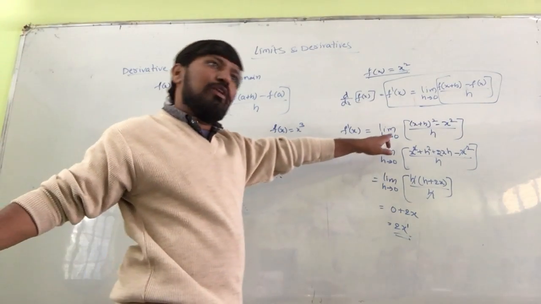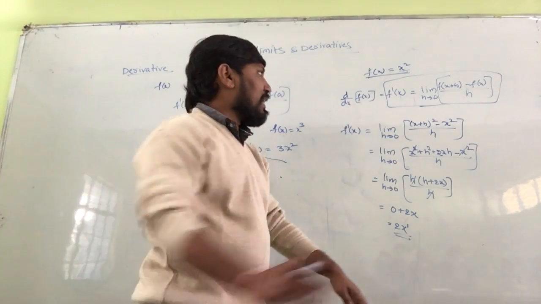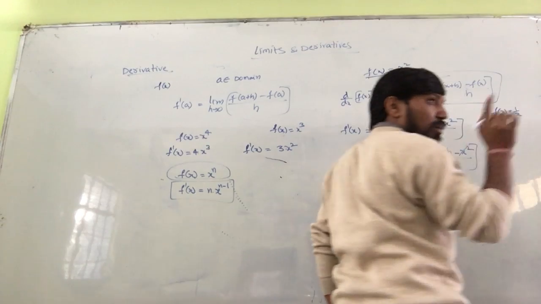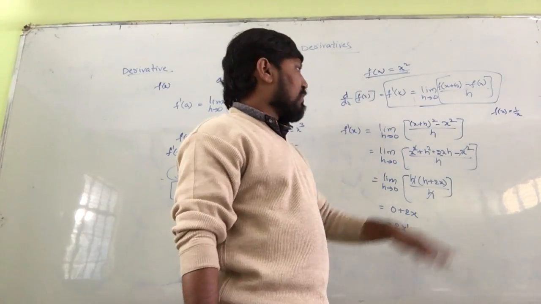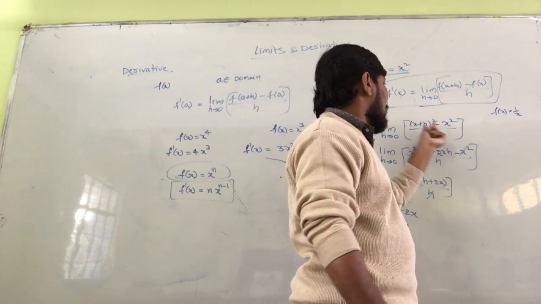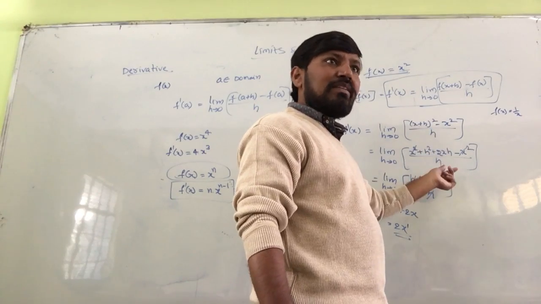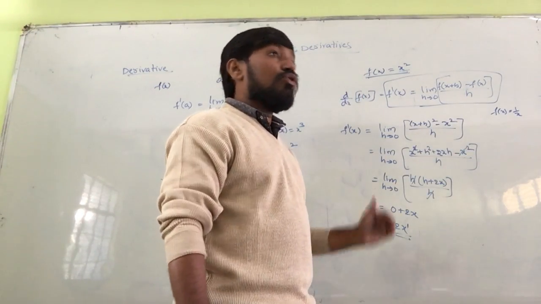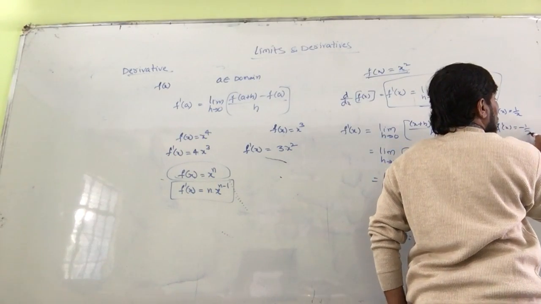Using this principle only, you do it in the same way as I did here by taking f of x equal to... It is there in your textbook also as an example problem, you can check it. The example problem is f of x equal to 1 by x. Take the derivative of this function: f of x plus h, that is 1 by x plus h, minus 1 by x, all divided by h, and simplify it. You are going to get f dash of x is equal to minus 1 by x square.